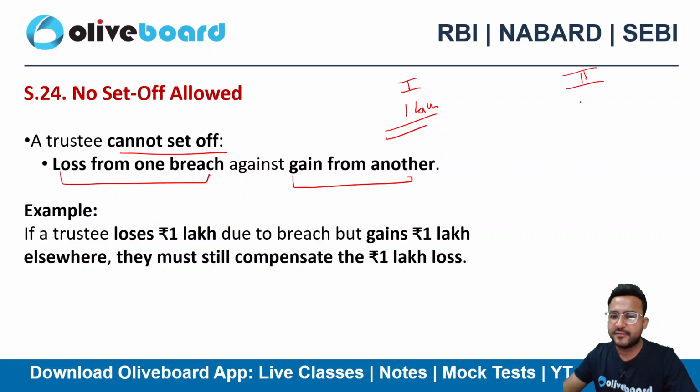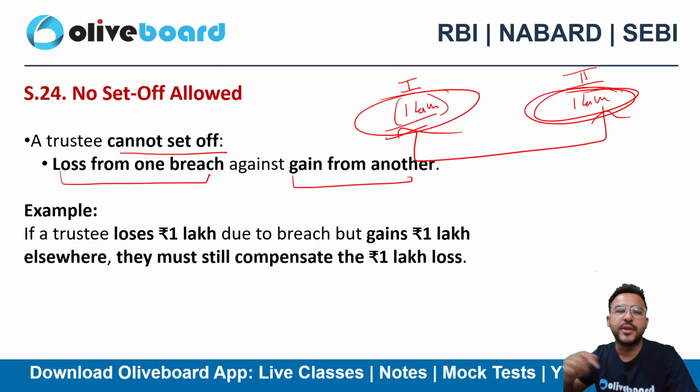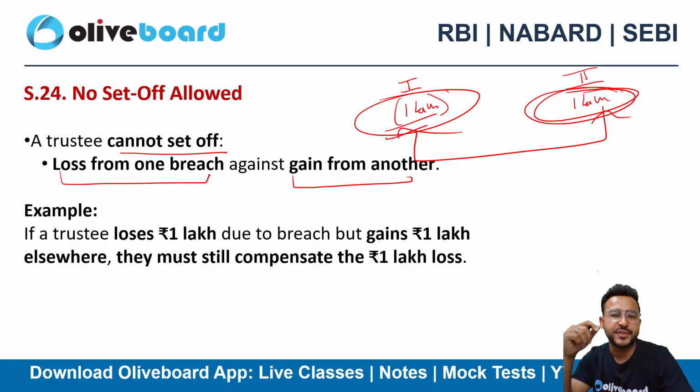But somewhere else I have earned 1 lakh rupees as gain. Now I cannot set off these losses. अरे 1 लाख रुपए यहाँ पे कमाया तो था, so ये 1 लाख रुपए का यहाँ loss हो गया. No, you need to compensate the beneficiaries for the 1 lakh rupee loss that you made, right? Because you didn't act as per the trust deed. ऐसे set off possible नहीं है.